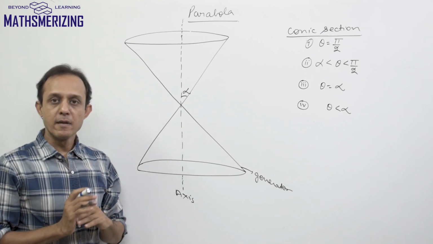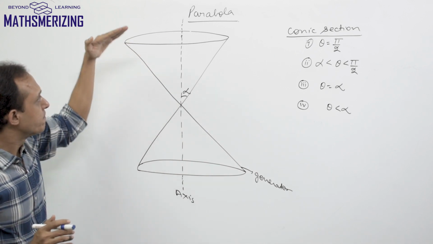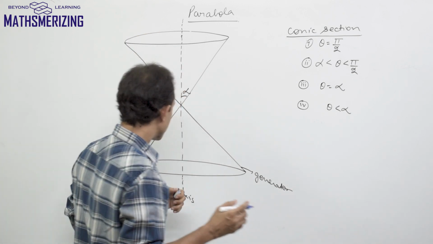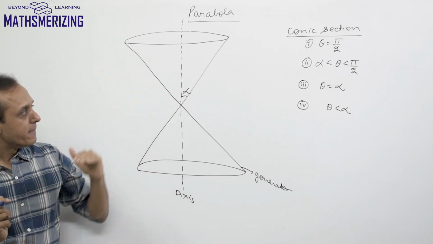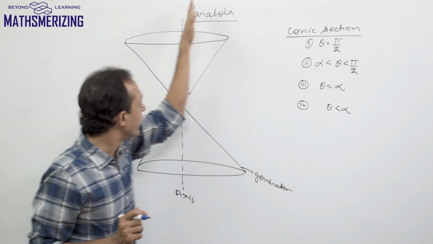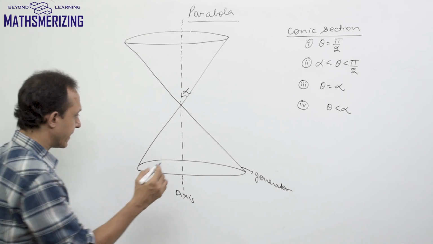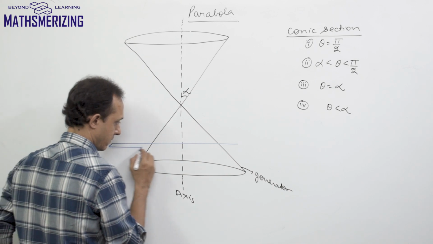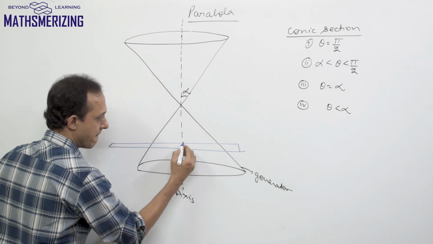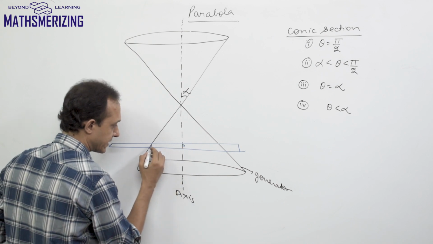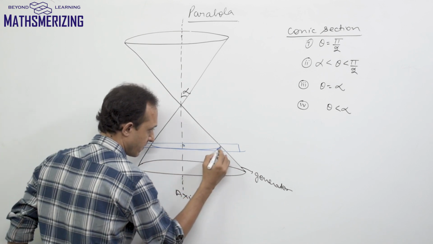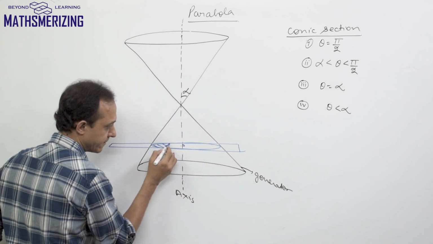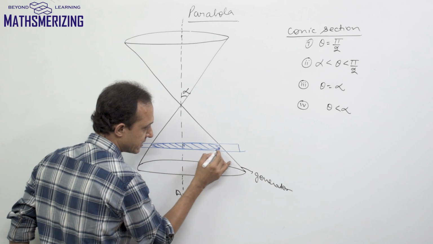Now what we'll look at is the intersection of this double cone with a plane. So we'll look at different possibilities. If I take a plane which makes an angle of 90 degrees with the axis of this cone, suppose I take this plane which is perpendicular to this axis, then the section of this intersection will be a circle. So in this case, we'll end up getting a circle.